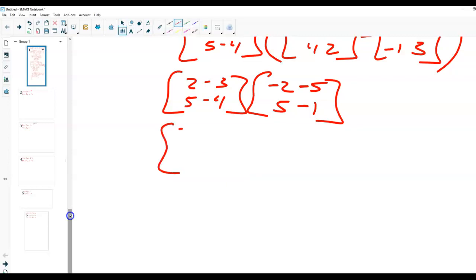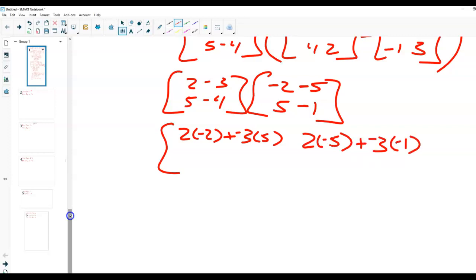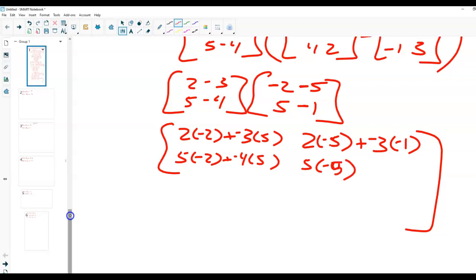So now we're doing 2 times negative 2 plus negative 3 times 5. 2 times negative 5 plus negative 3 times negative 1. Then we come to the second row. 5 times negative 2 plus negative 4 times 5. And then 5 times negative 5 plus negative 4 times negative 1. And then you clean it up.